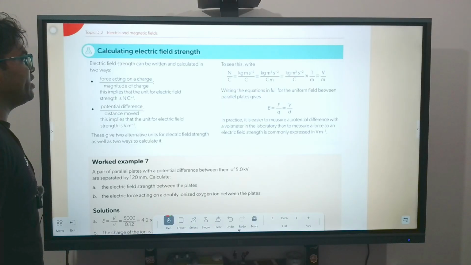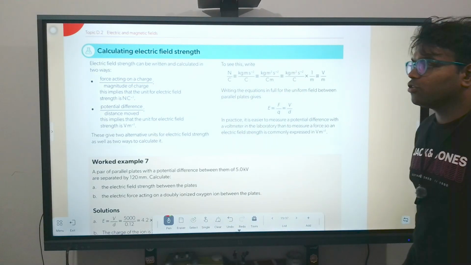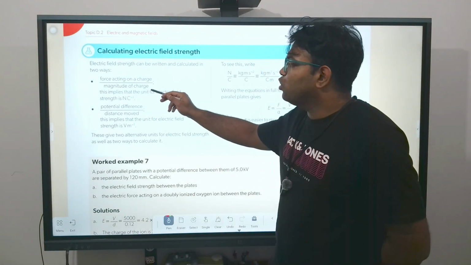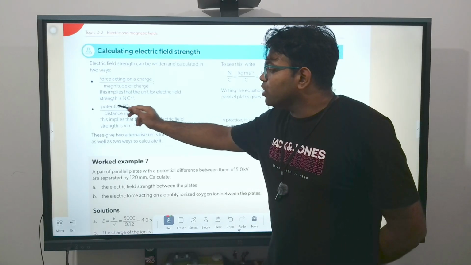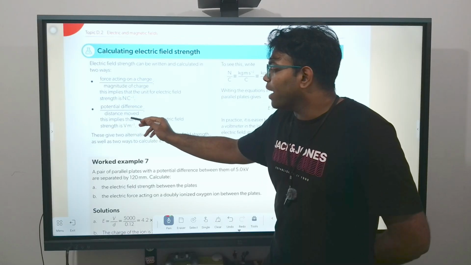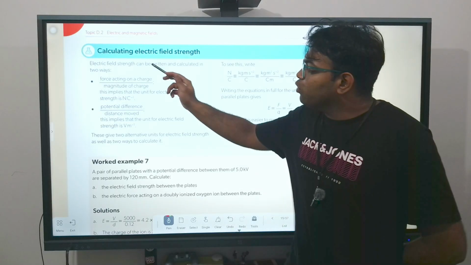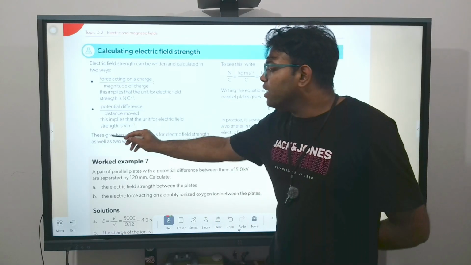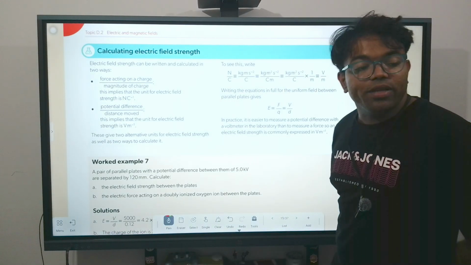The electric field strength can be written and calculated in two ways. Force acting on a charge upon magnitude of charge, which implies that the unit of electric field is newtons per coulomb. Potential difference upon distance moved is also electric field, so the unit of electric field strength is volt per meter. These give two alternative units for electric field strength as well as two ways to calculate it.